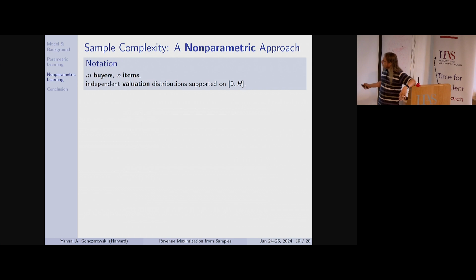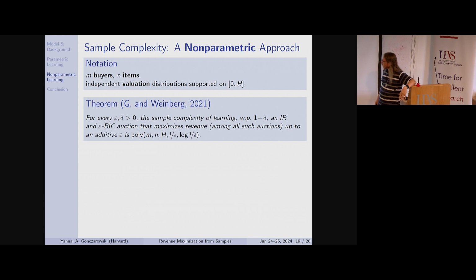Just to remind, M buyers, N items, valuation support non-zero H, and here's a theorem by Matt Weinberg, who's a wonderful computer scientist at Princeton, and myself. I'm going to say it, then we're going to parse it. It's going to take us a few minutes to parse this statement. So for every epsilon and delta, the sample complexity of learning, with probability 1 minus delta, an IR and epsilon IC auction that maximizes revenue among all IR and epsilon IC auctions, up to an additive epsilon, is polynomial in everything that our results from yesterday were polynomial.